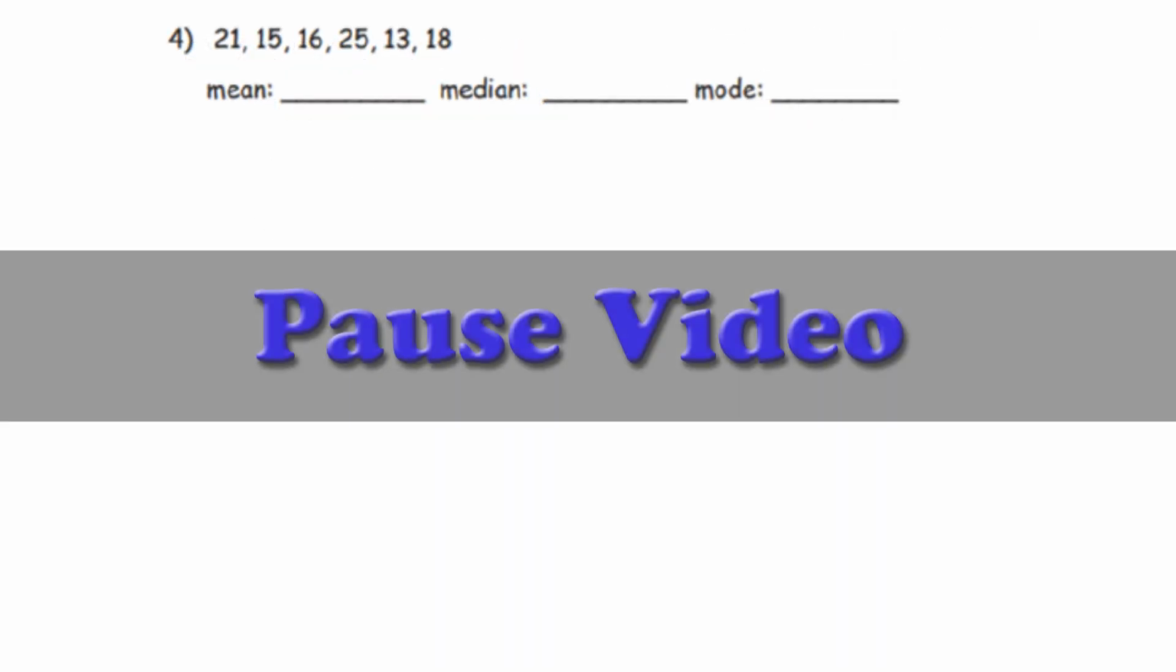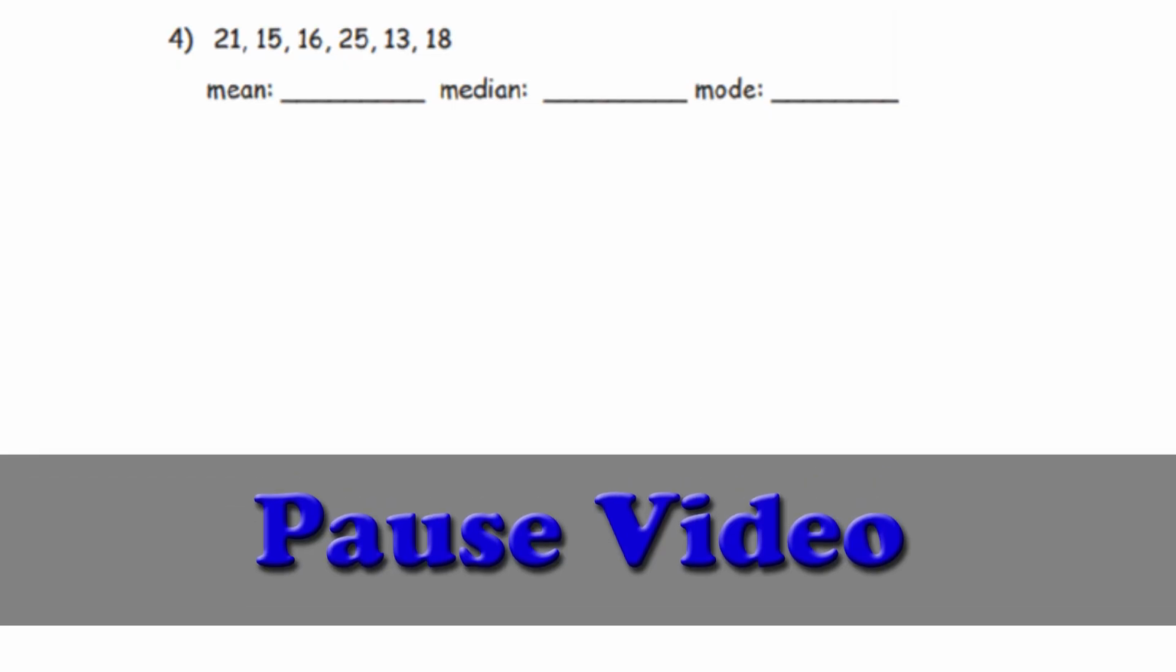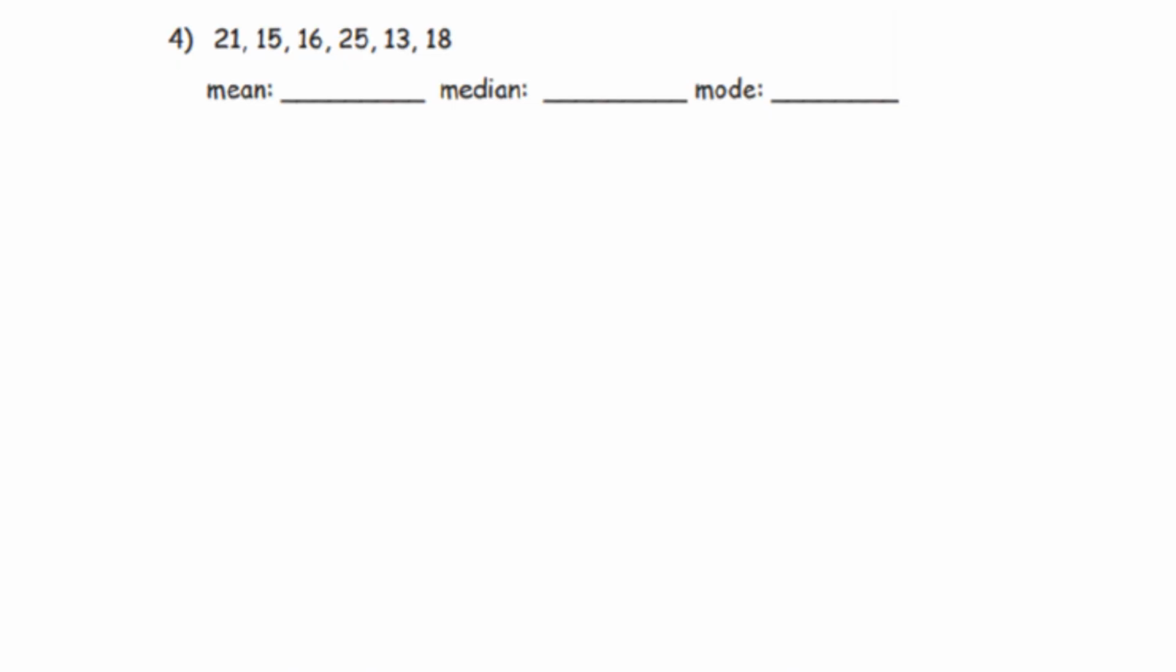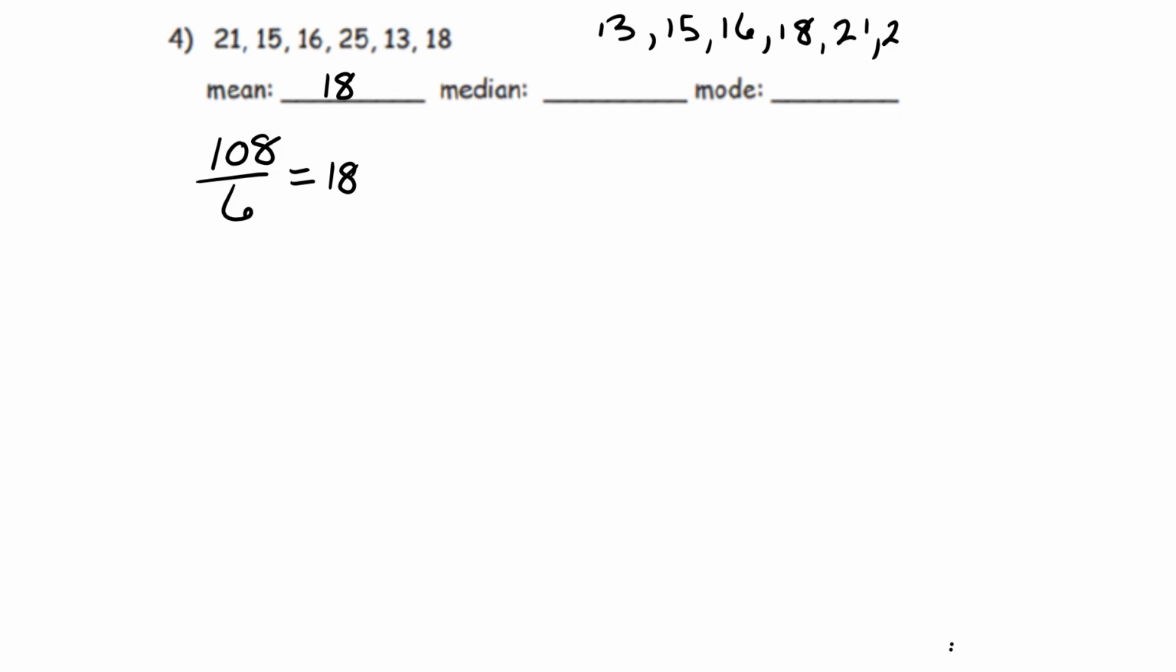Here's another example. We want to add up all the numbers and then divide by 6. The total is 108. We're dividing that by 6, which gives us 18. So the mean is 18. That's the average. Then to find the median, we need to put them all in order. 13, 13, 15, 16, 18, 18, 21, 25.